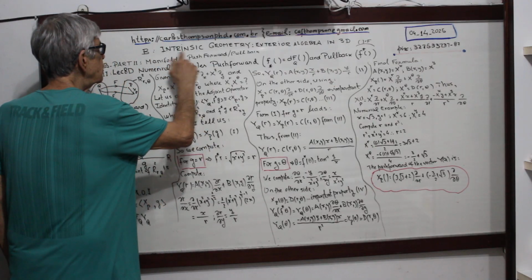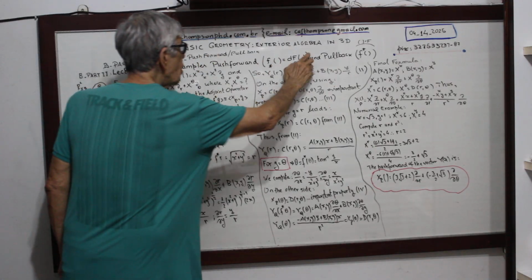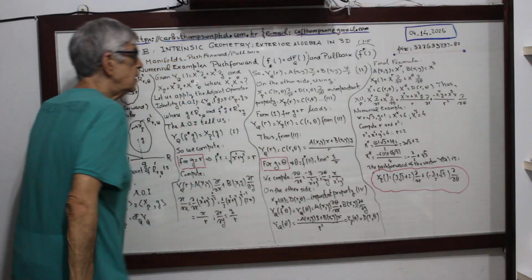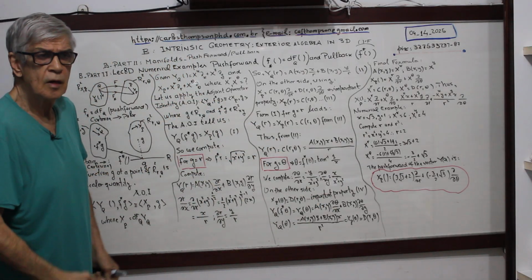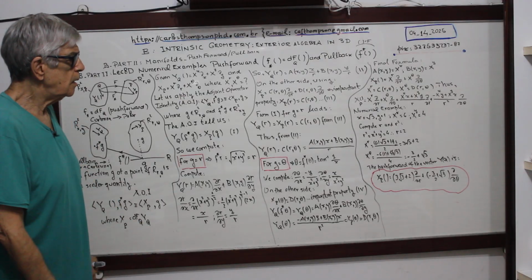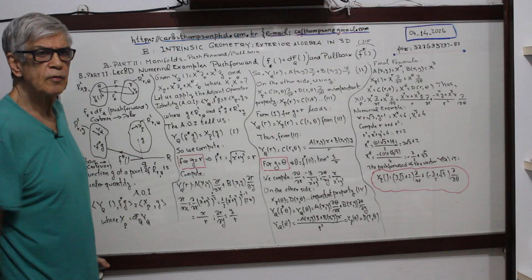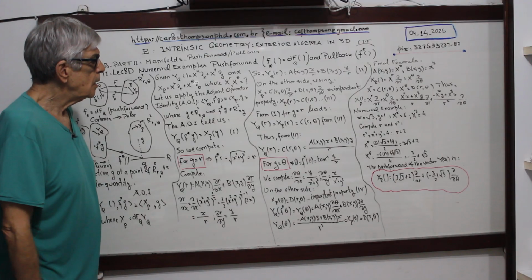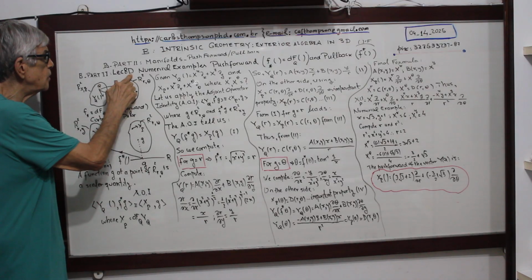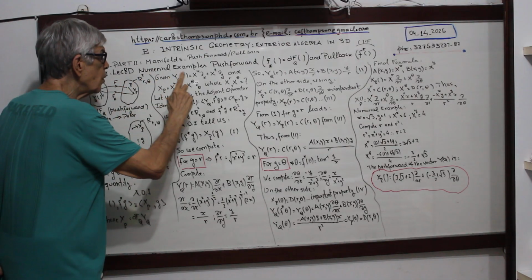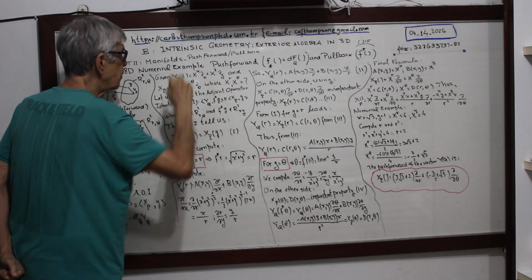It can be intrinsic geometry, exterior algebra in 3D. And this example here, for instance, is in two dimensions. And you will see later a four-dimensional one. Now, Part 2, Lecture 8D, numerical example.